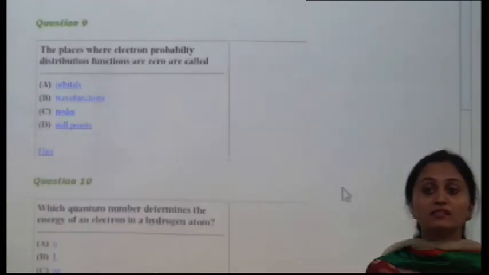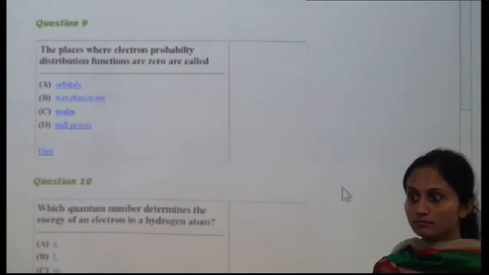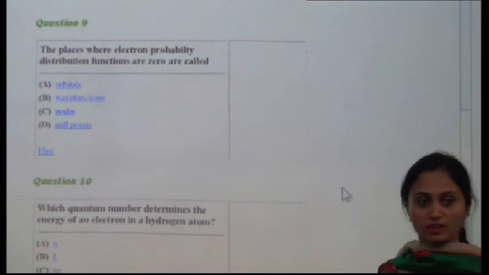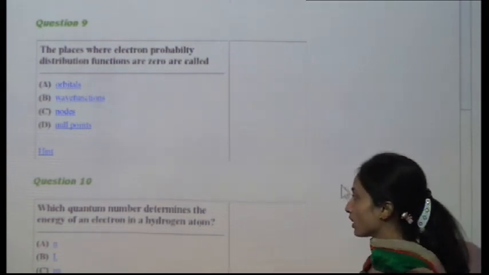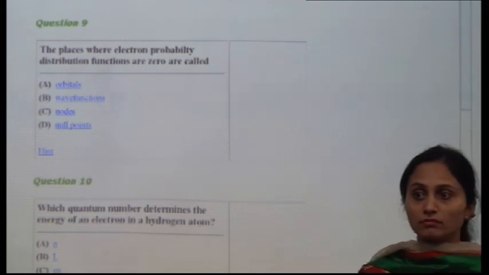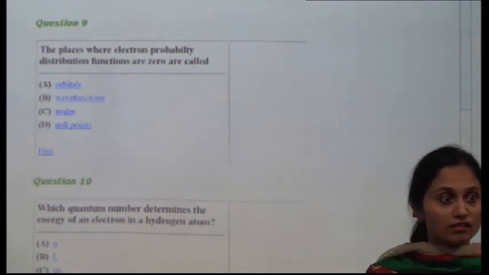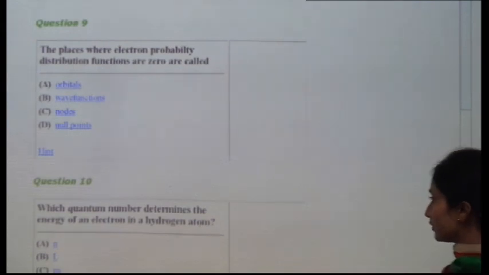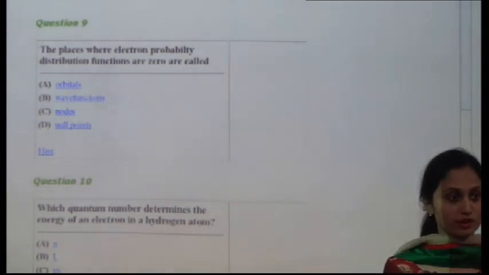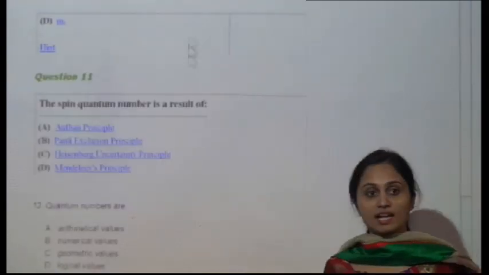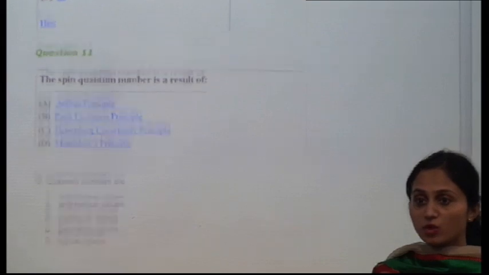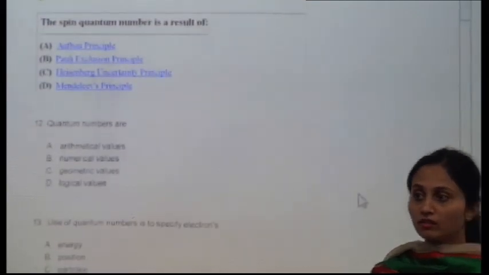Shapes by? Shape. If you do everything in a hurry, you will make mistakes. Then which quantum number determines the energy of an electron in a hydrogen atom? Energy. N. Why a doubt? I am disappointed. Which quantum number will describe the energy? N. Because the principal quantum number is the one that gives you information about the energy. You remember?